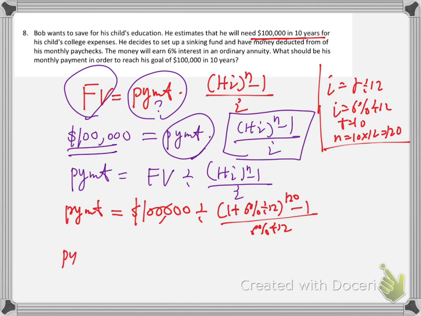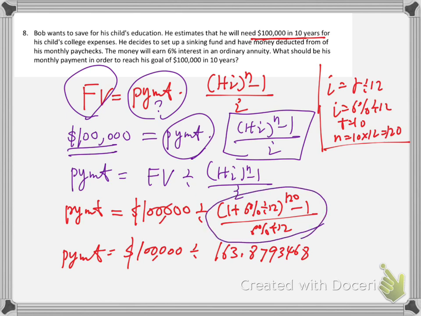So now the monthly payment is $100,000 divided by 163.879348. Again, the harder part is to use this formula to get that number. Use your calculator. So this division gives us the monthly payment: $610.21.